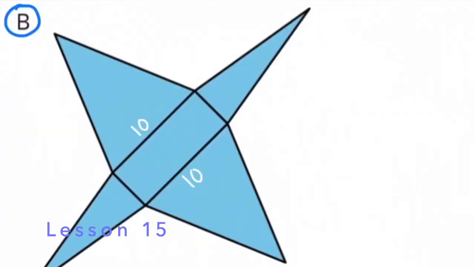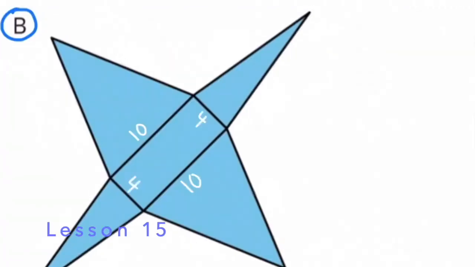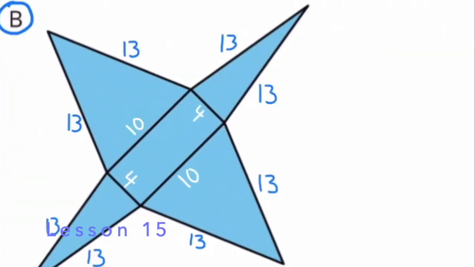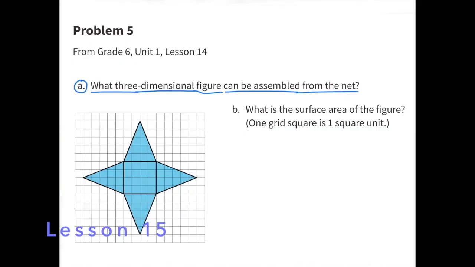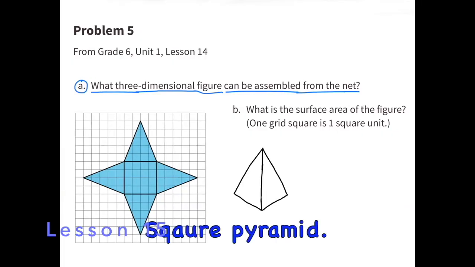B. These lengths are 10 units. These lengths are 4 units. And these lengths are 13 units. Number 5. A. What three-dimensional figure can be assembled from the net? A square pyramid can be assembled from this net.